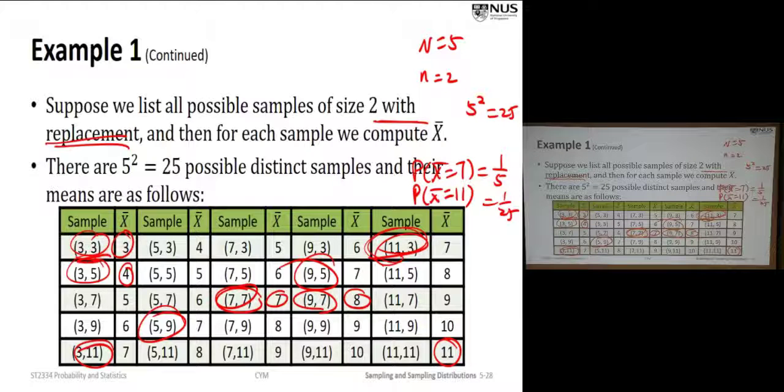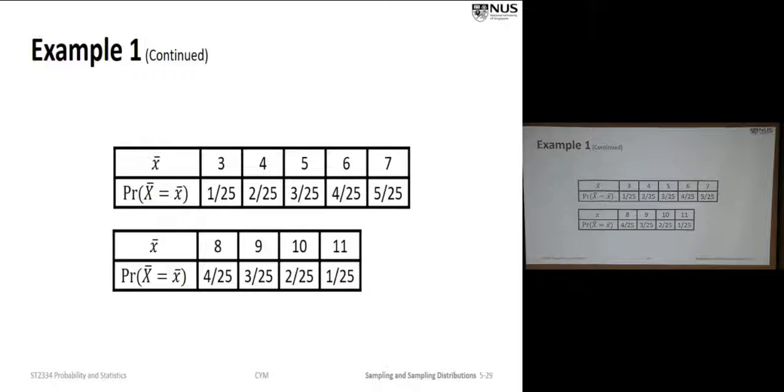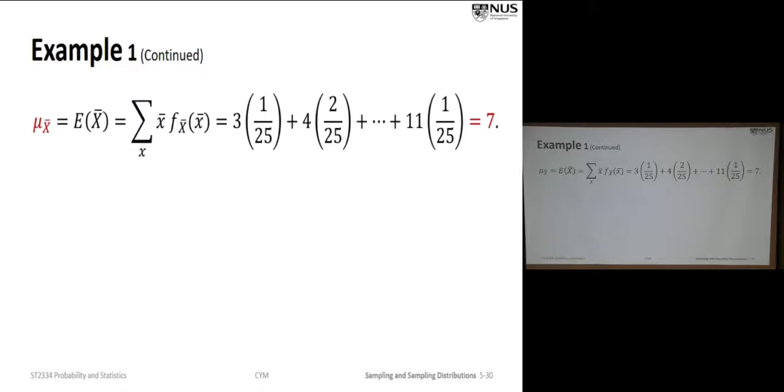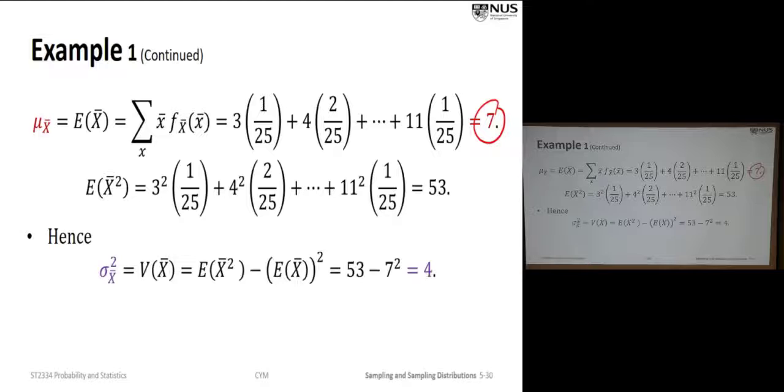So this is the distribution of x bar. This is how x bar behaves. Then I ask the question, what's the expectation of x bar? I work it out, and it turned out to be 7. And what's the variance of x bar? It turned out to be 4. It's just a simple exercise. I have the distribution of x bar, all the values and the corresponding probabilities, so I can compute these two.